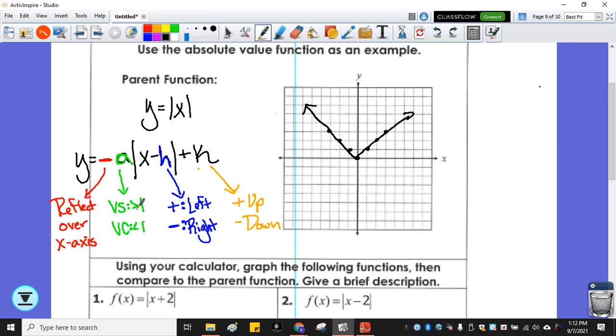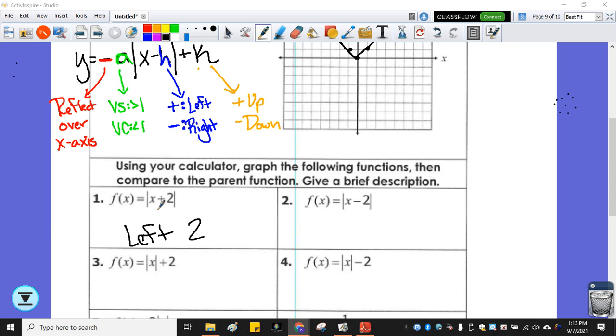Vertical stretch if it's greater than 1, vertical compression if it's less than 1. Inside my bars or inside my function, because this is the absolute value function, my key feature is absolute value bars. Positive means left, negative means right. Outside your absolute value, plus is up, down is negative. So inside your absolute value bars, remember, you go left or right, and it's opposite of what you think. Positive is to the left, negative is to the right, opposite of what you think.